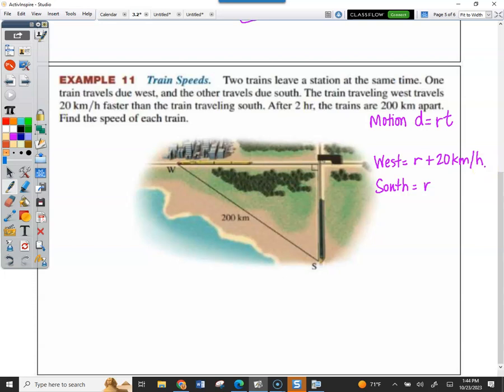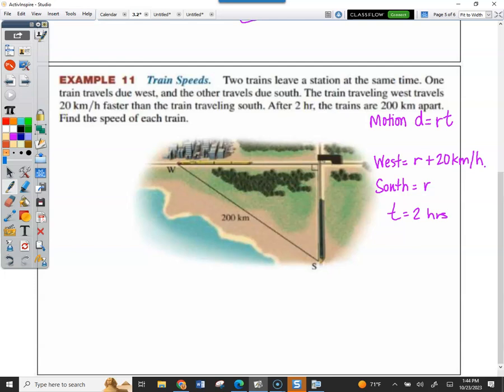All right, let's go to our picture. How much time did we say? I forgot to write it. We said that 2 hours has passed. We have a westbound and a southbound train. Please don't mess this picture up. South is down, west is left.